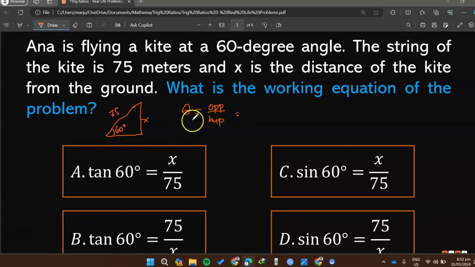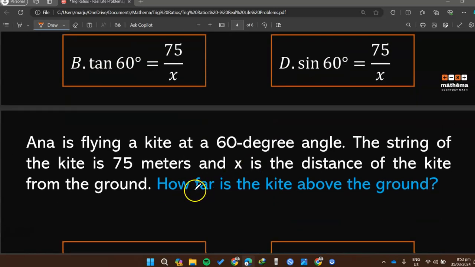So what trig ratio is this? Opposite over the hypotenuse. This is sine. So meaning to say, we will have sine 60 is equal to the opposite, which is x, over the hypotenuse, which is 75. So this is equal to letter C. Letter C is our answer, our working equation.